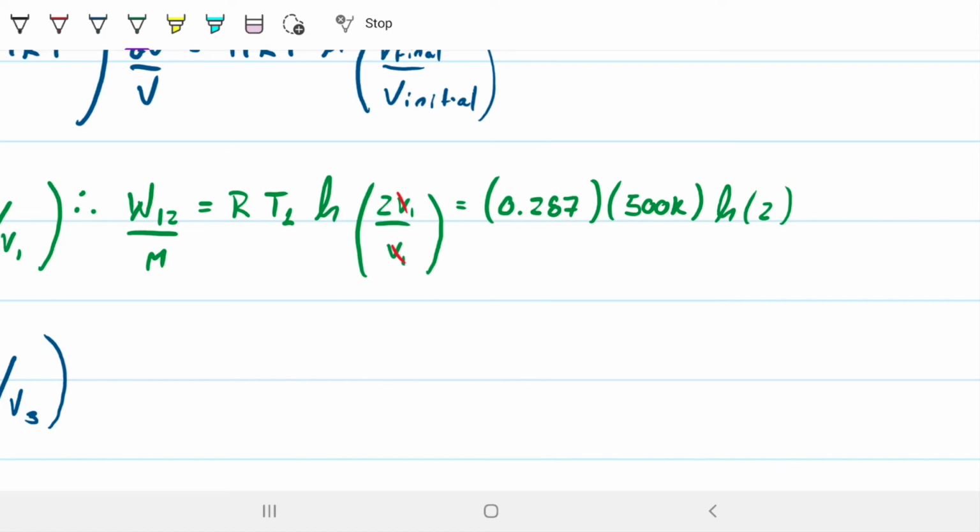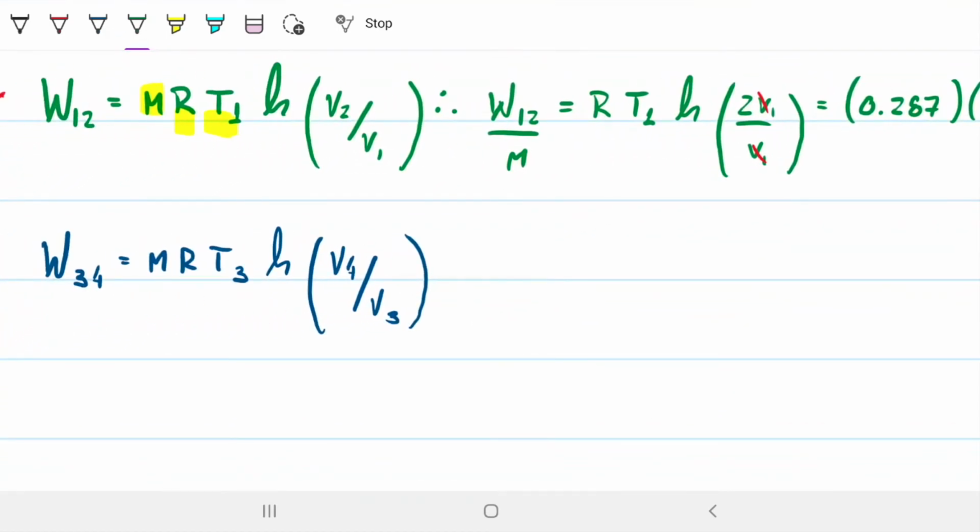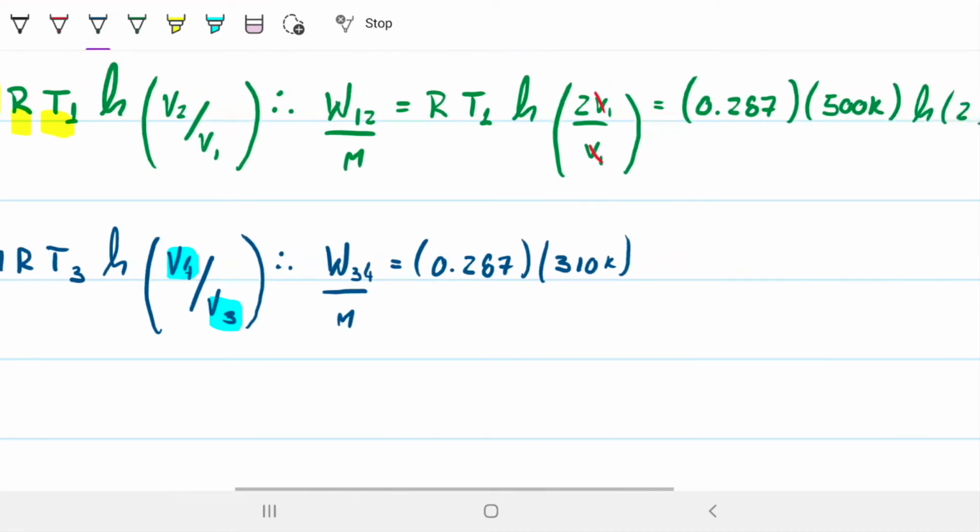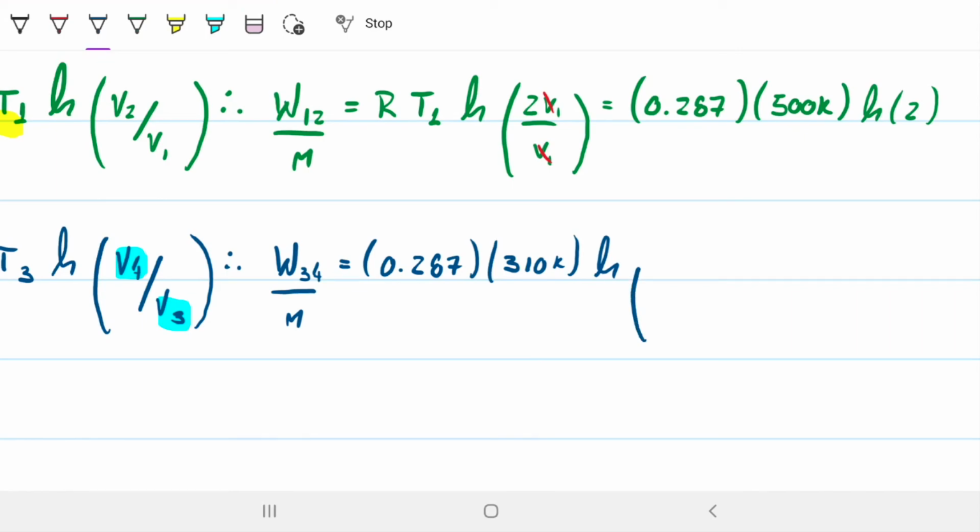Okay, quick and easy. What about on this bottom one here? Well, same thing applies. We have everything, except we don't have a relation for these two volumes yet, right? So we have to find a relationship for V4 and V3 so that we can move on with this calculation to find the work from 3 to 4 per unit of mass. Everything else is going to be the same, so we're going to have 0.287. Temperature 3 and 4 is 310 Kelvin. And then we have the natural log of the two volumes that we don't know just yet.